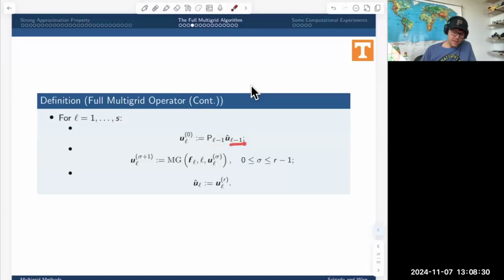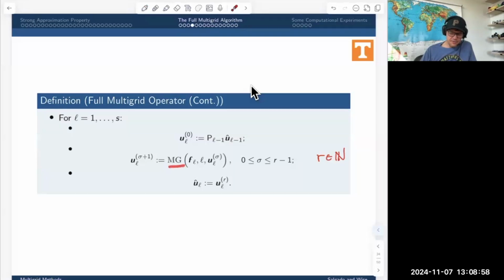So we are at level L minus 1, and we're going to go up to level L. We're going to use that as an initial guess for a multigrid operator. So we're going to put that in here to start with, and then we're going to run our multigrid operator r times. Okay, so that's where that r parameter comes from. Remember, we said r is some natural number, so it's 1, 2, 3, something like this.